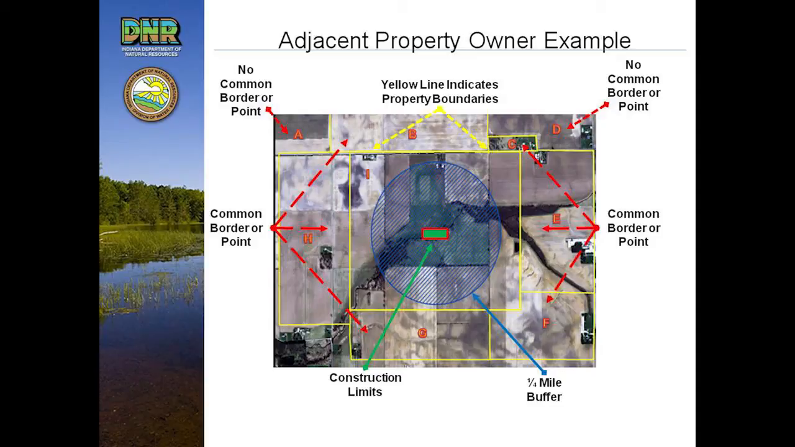The map shows that adjacent landowners B, C, E, F, G, H, and I, if not the same as the applicant, share a common border or point with the construction limits of the proposed project. However, notice that all of them are outside of the 1/4 mile buffer. Adjacent landowners A and D do not share a common border or point. In this example, the only one that would be notified is adjacent property owner I, but only if it is owned by someone other than the applicant.